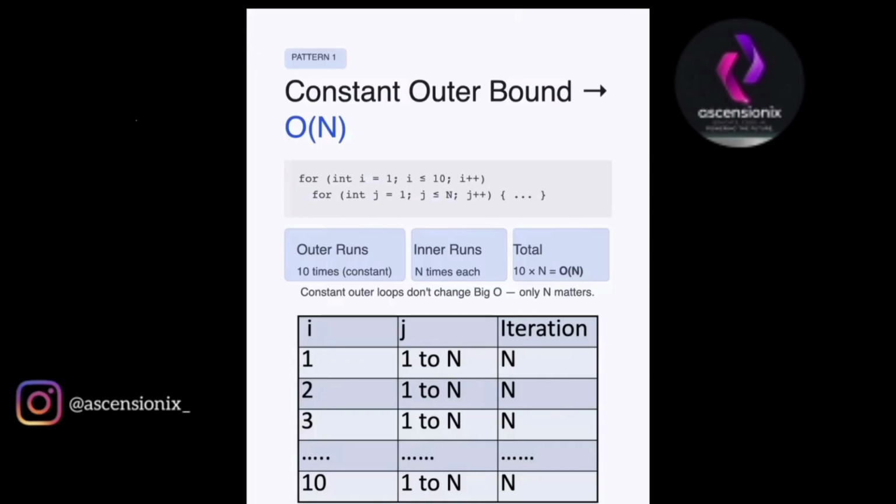Here you can see 1, 2, 3. For 1, j goes from 1 to n, so the total iterations is n. Same for 2, the total iterations is n. So the total iterations should be n plus n plus n, and so on, 10 times. So 10n, correct? In Big O notation, we always ignore the constant multiplier. Why? Because as n grows to a billion, multiplying it by 10 does not change the rate of growth. Therefore, the time complexity of this code is order n.